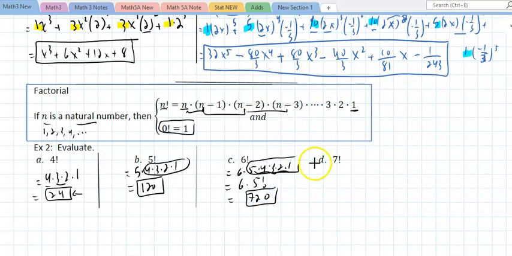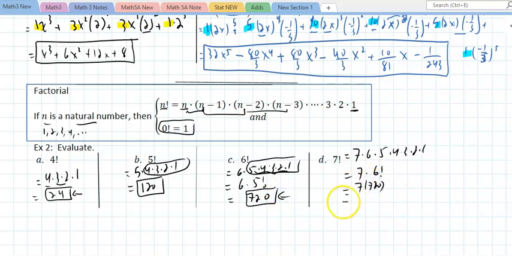7 factorial, I'm going to write it out for your notes because we just saw this. That's 7 times 6 times 5 times 4 times 3 times 2 times 1. Wouldn't it be sufficient to say 7 times 6 factorial? And that's going to be 7 times this, since I already did that. So that is 5,040.